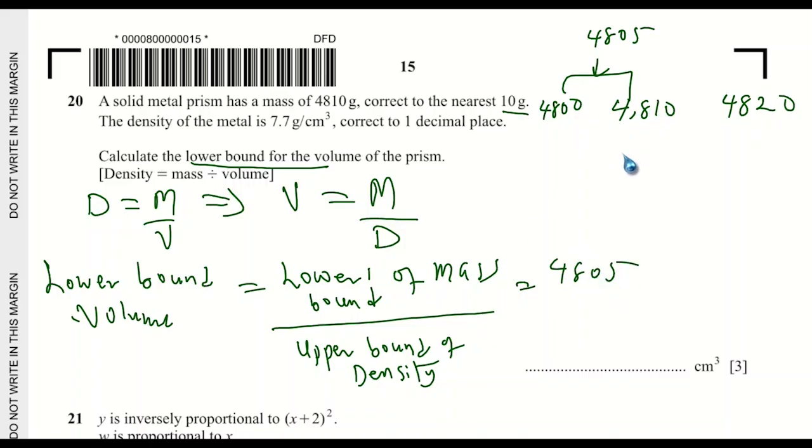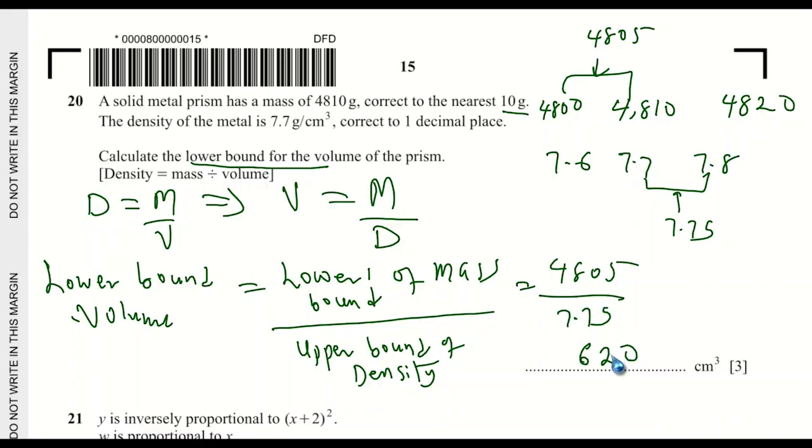So for the density, we have 7.7 and it's correct to 1 decimal place. The next one will be 7.8 and the one before will be 7.6. So we need the upper bound. So the upper bound will be the mid value here, which is 7.7 plus 7.8 divided by 2, which is 7.75. So divide by 7.75. If you do this, you get the final answer to be 620. So that will be the approximation for the answer.